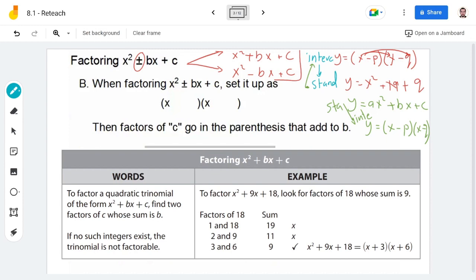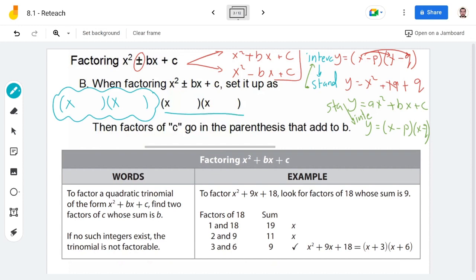Now, the first thing that I need to do when factoring is set it up as x and x. It means the first step is to open two brackets, and in these brackets you write x and x. Always the first step when you need to find the intercept form, you open two brackets and write x and x. Similar to what I did here.